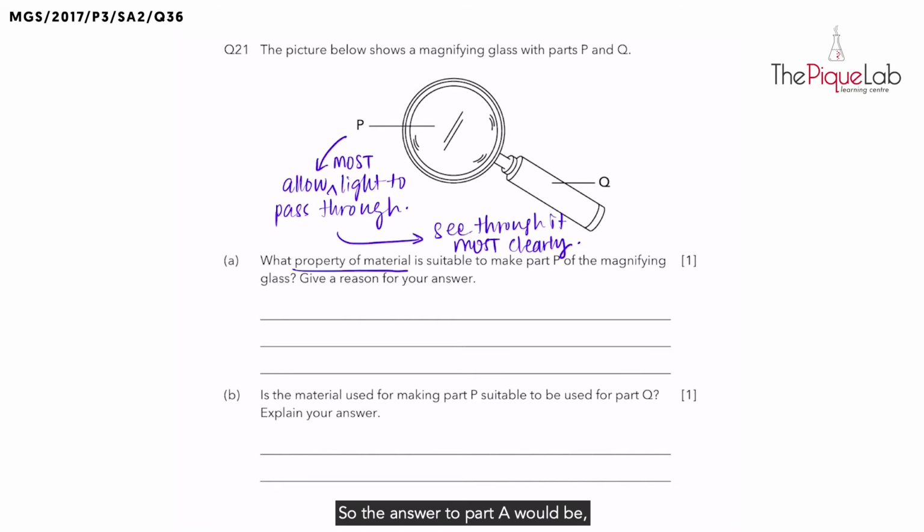So the answer to part A would be we need to use a transparent material so that it allows most light to pass through and so that we can see through it most clearly. So it is important to include this keyword over here, most. Let me also go through with you some common mistakes students make when answering this question.